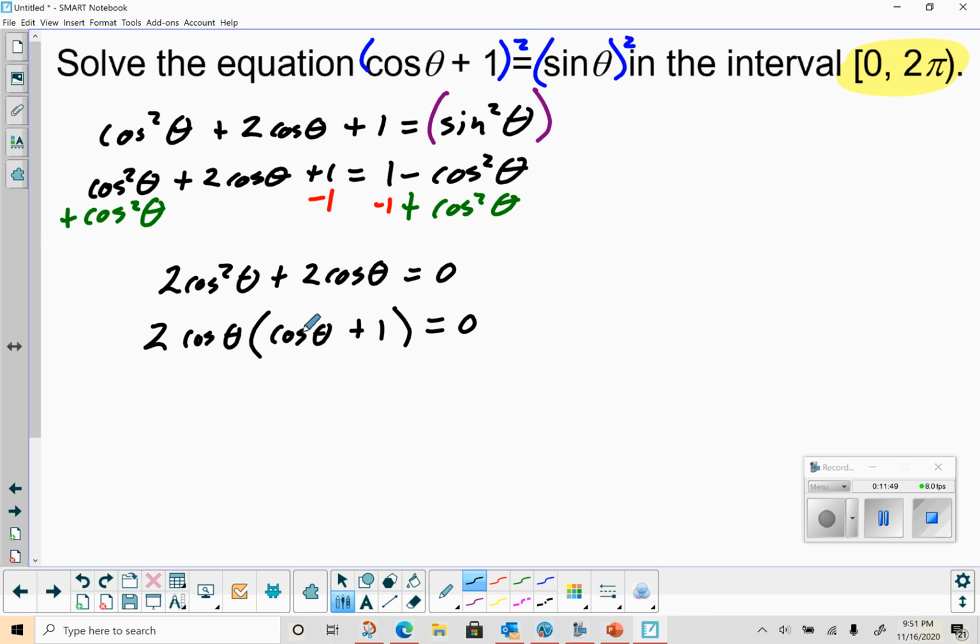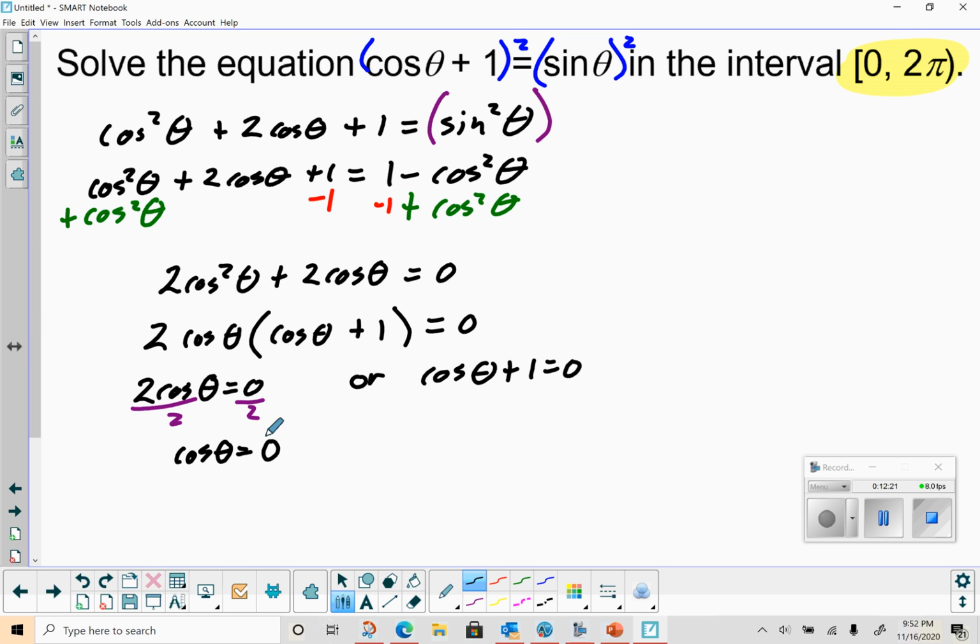All right, so we set it equal to 0. We factored it, set each factor equal to 0. So 2 cosine theta is equal to 0, or cosine theta plus 1 is equal to 0. Do I really have to say divide both sides by 2? Cosine theta is equal to 0.